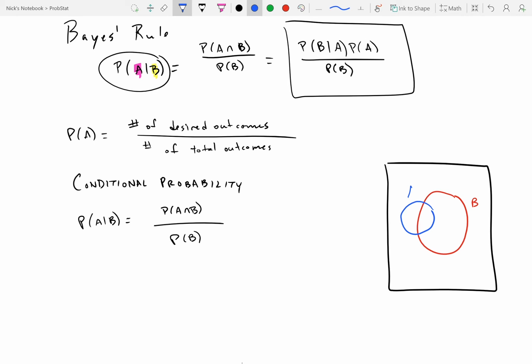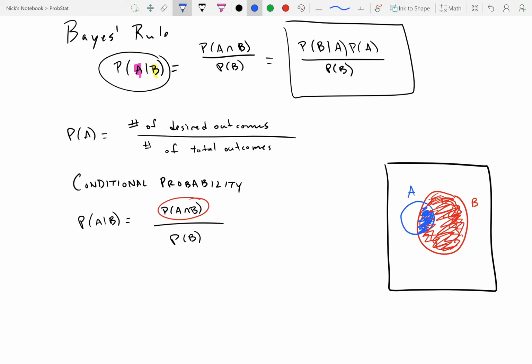If B has already happened, we already know B has happened, and there's some probability of that. That's really all we're interested in. We don't care about anything outside of this red circle right here, because we know B has already happened. And really, we want to know the intersection of A and B, so it's got to have some B in it. In this case, we're looking at the intersection, which is going to be right there.